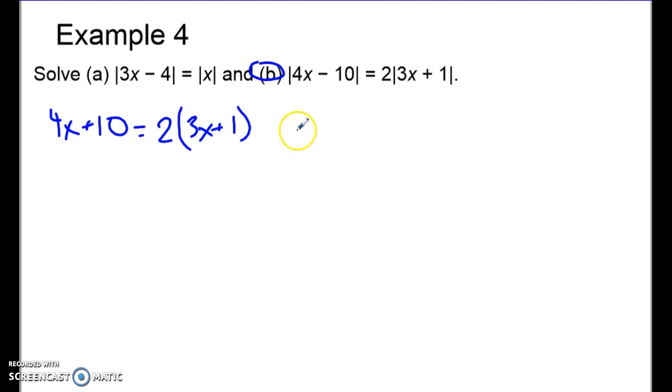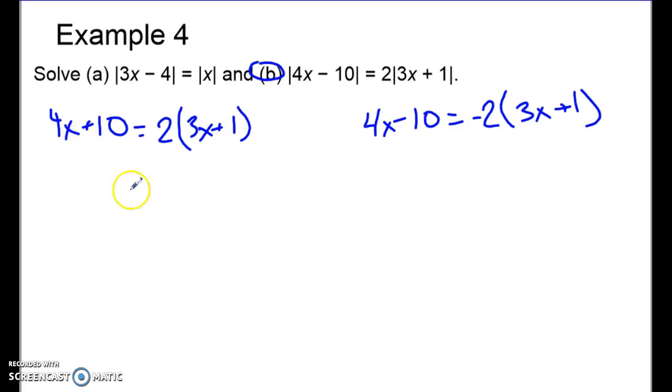That's my first equation. Then my second equation, the first absolute value stayed the same, so 4x minus 10 equals, then I had to make everything on this side negative: negative 2 times 3x plus 1. Now I can just solve both of these equations.